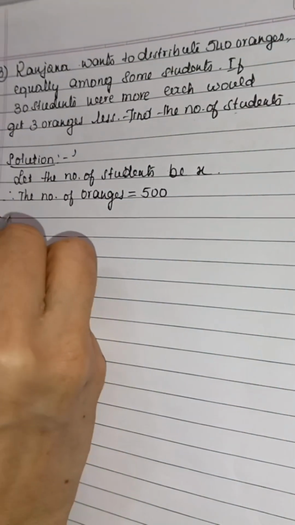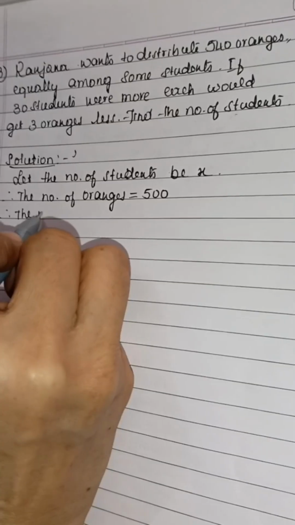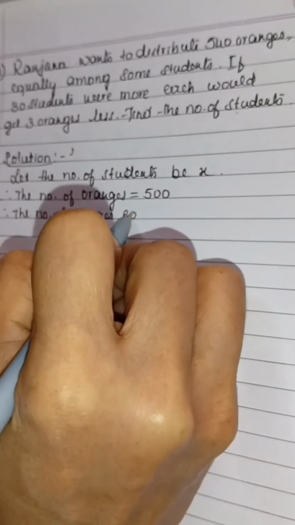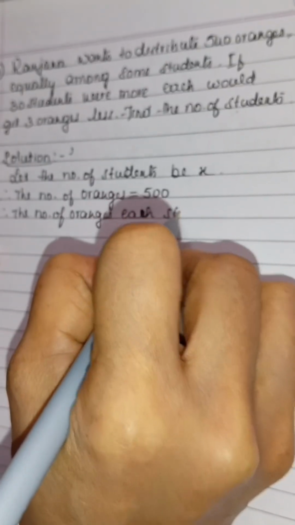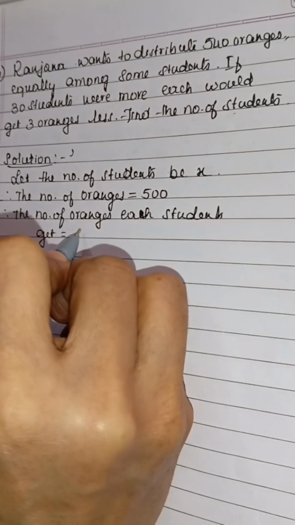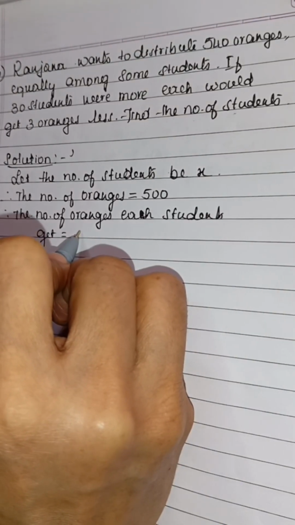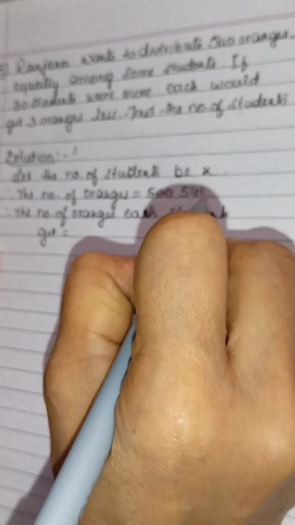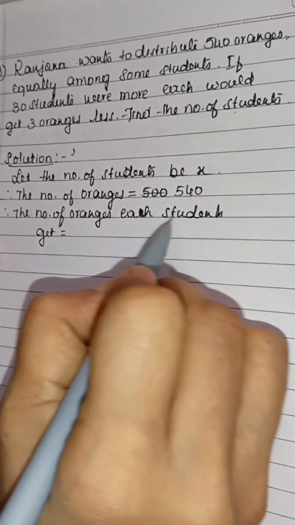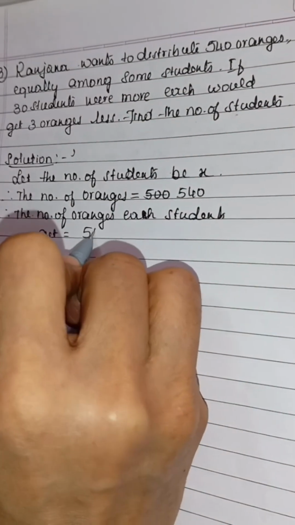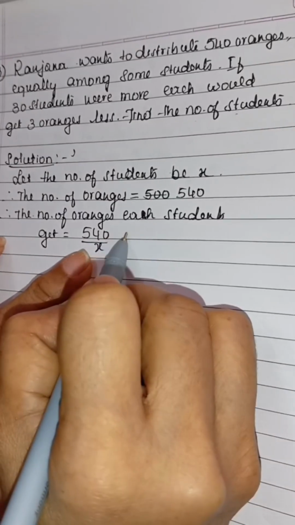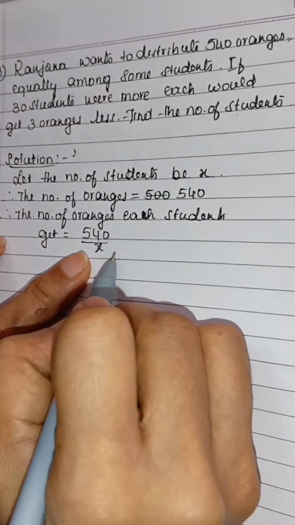Now therefore, the number of oranges each student gets, that is, here the number of oranges is not 500, it is 540. Okay, the number of oranges each student gets is how much? 540 by x. Here 540 is the number of oranges, and x is the number of students.